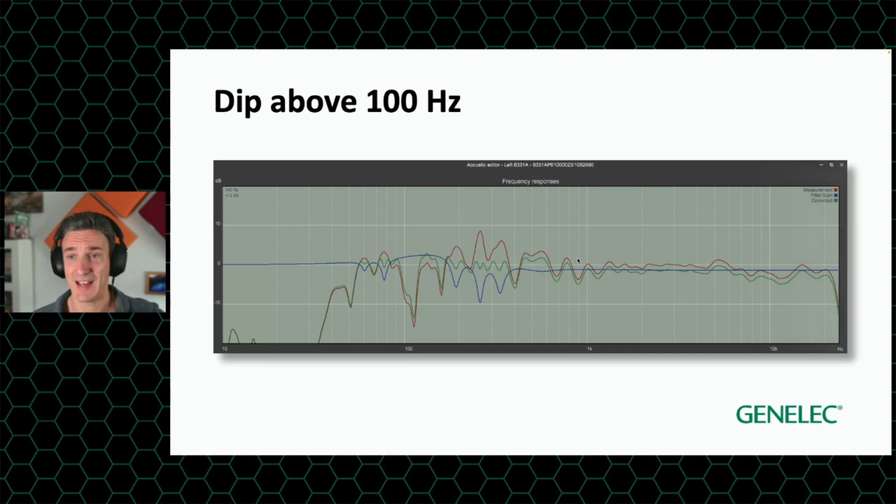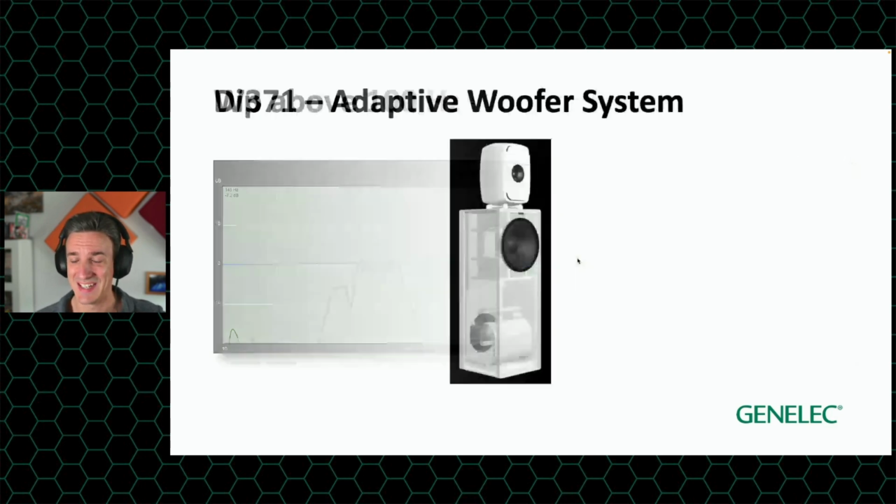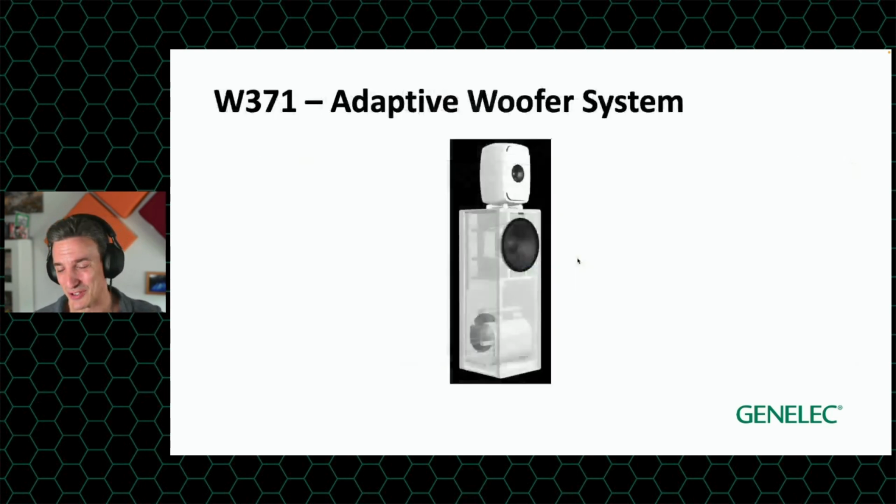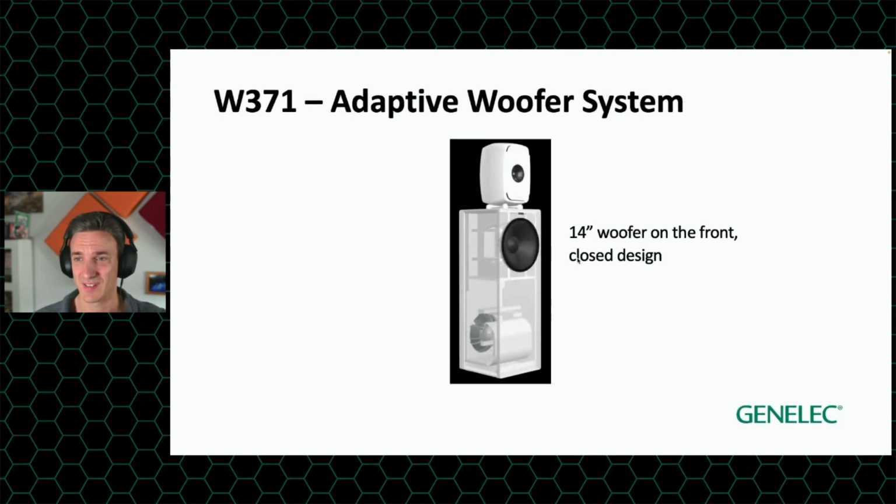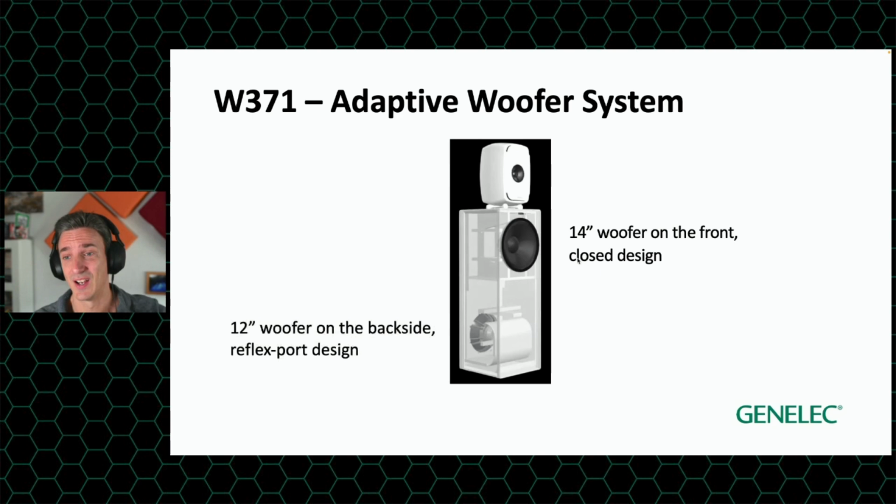We have something for that. It's not inexpensive, but this would be your solution, because the W371 adaptive woofer system has one big advantage. It uses two bass drivers, a 14-inch in a closed cabinet on the front, and then a 12-inch in a bass reflex design on the backside. And for example, this 12-inch is placed exactly above the floor. So there are, once again, for example, no floor reflections here.